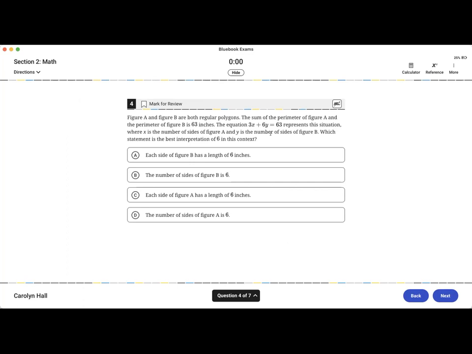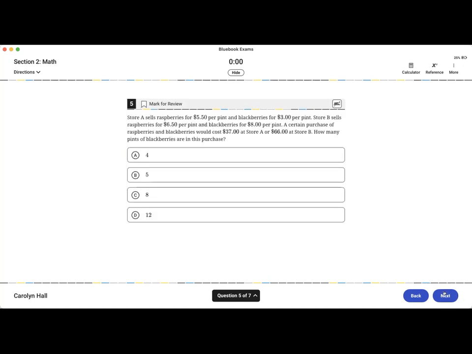Which statement is the best interpretation of the 6 in this context? Well, since y, the letter y, represents the number of sides, and we should know by now that regular polygons have all sides that are congruent to each other, that would mean that the 6 is the length of the sides. So for question 4, each side in figure B has a length of 6 inches. We don't know how many sides it is. We just know that it's a regular polygon.